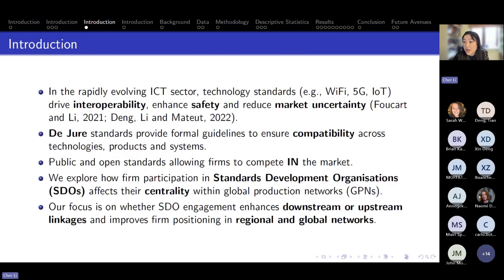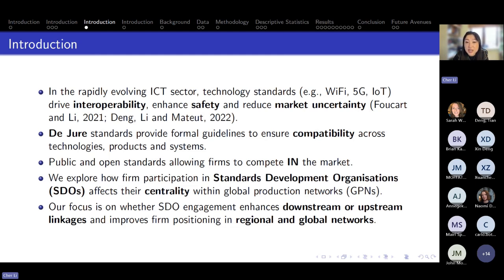Hopefully by this point, I don't need to convince you even more why standards matter for firms. Just to quickly summarize, they really ensure interoperability. If you think about Wi-Fi, Bluetooth, and 5G, these are the standards we're talking about. And they also reduce uncertainty, so the firms know what technology to develop and how to build their products aligned with those technology standards.